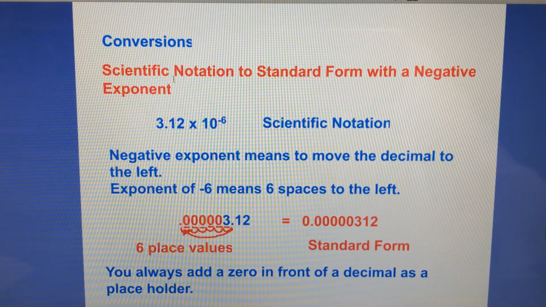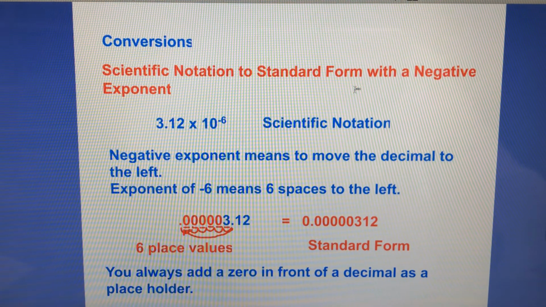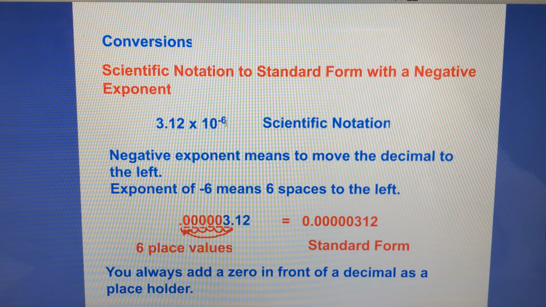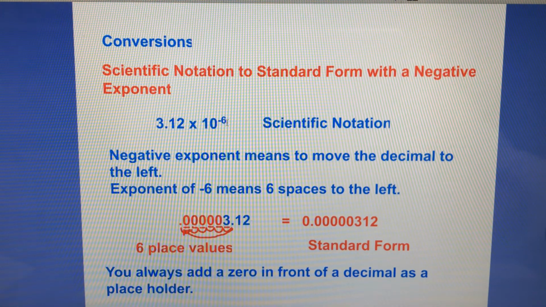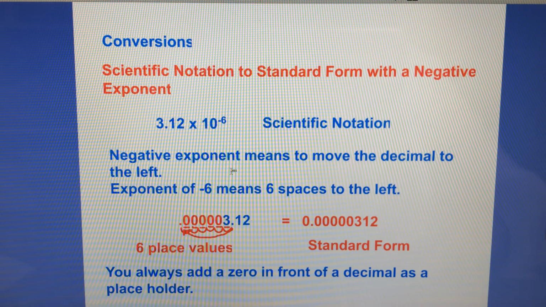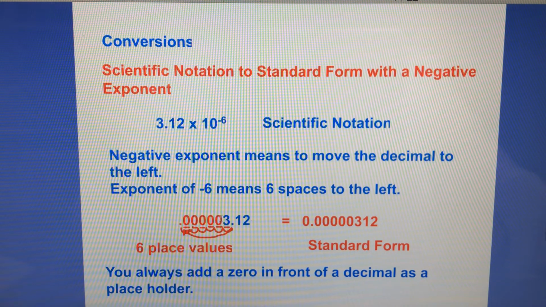What if I have scientific notation to standard form with a negative exponent? Well, when we had a positive exponent, we moved to the right. And when we have a negative exponent, we're going to move our decimal to the left. A negative exponent means to move the decimal to the left. Negative 6 means 6 spaces. So 1, 2, 3, 4, 5, 6 place values to the left.